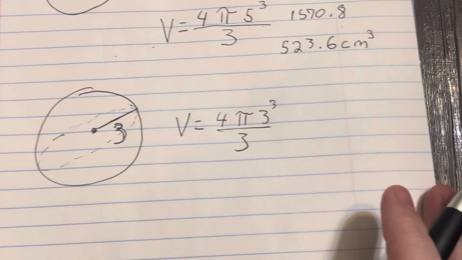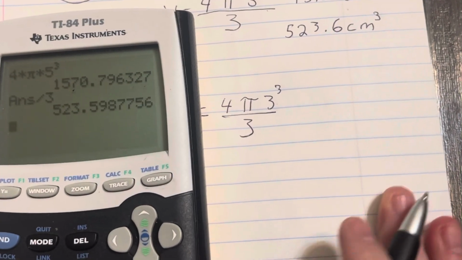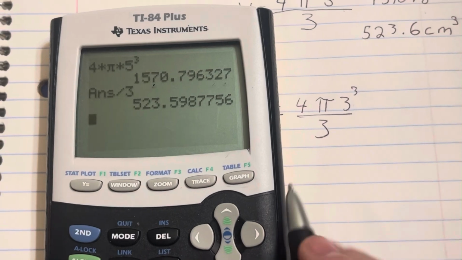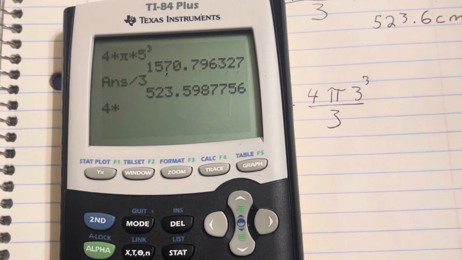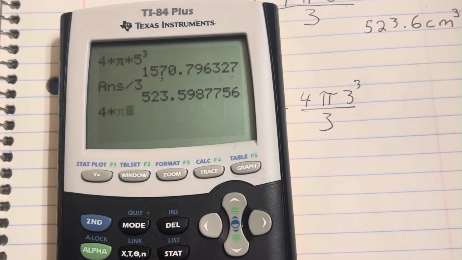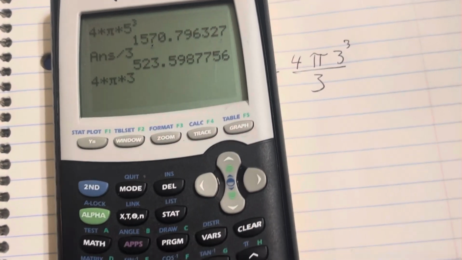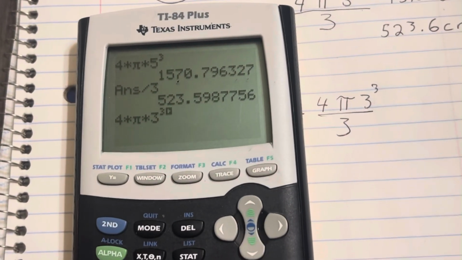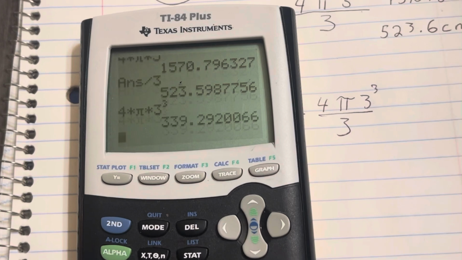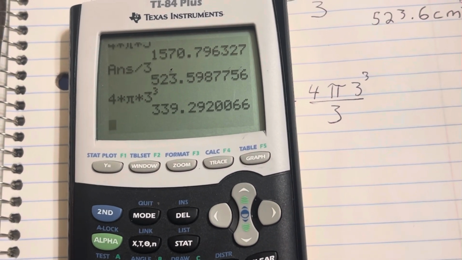Okay, excellent. Now we're going to go ahead and get our calculator, and we are ready to type this in. Okay, so we're going to start with 4 times pi times 3, use the up arrow, to the third power. Enter. All right, so we got ourselves our first answer, but we're not done yet.